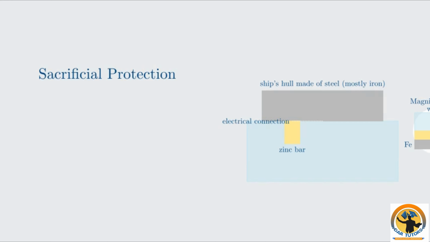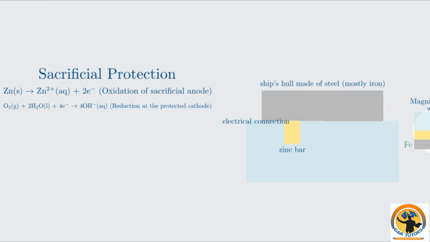Because zinc or magnesium are more reactive, they have a stronger tendency to oxidize or lose electrons than iron. They become the anode and corrode in preference to the iron. The sacrificial metal donates its electrons to protect the iron. The electrons from the sacrificial metal flow to the iron, which is now the cathode. At the iron surface, oxygen and water are reduced, just as before, but the iron itself is not oxidized. By making the iron the cathode, we prevent its oxidation.